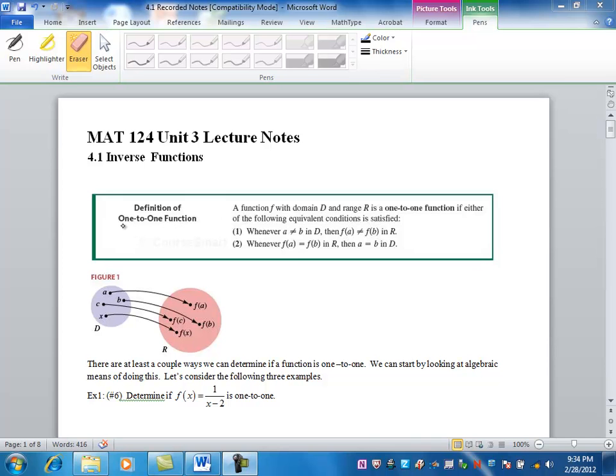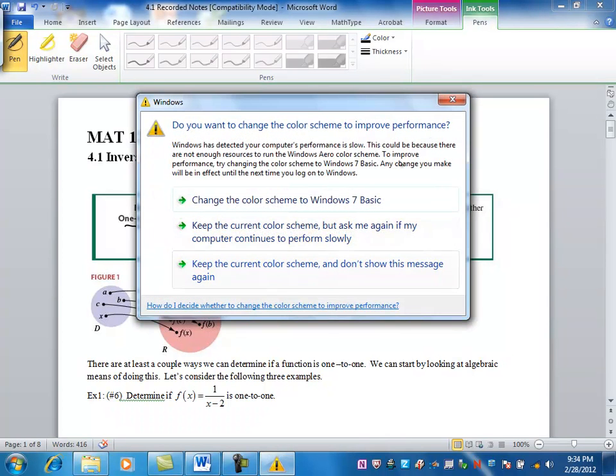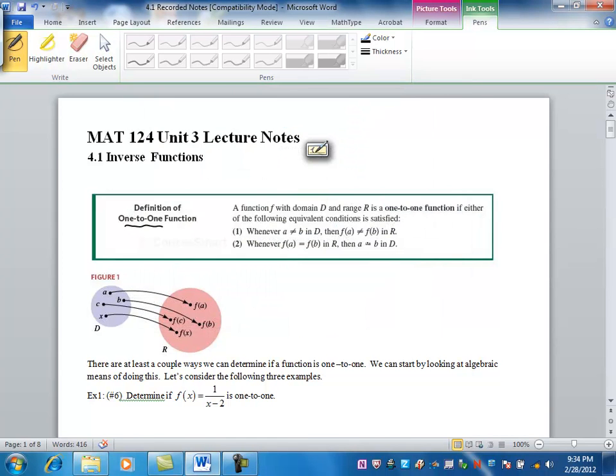We have a definition we need to talk about here, and this is the definition of a one-to-one function. A function f with a domain D and a range R is one-to-one if either when my inputs are different in the domain, the outputs are different in the range, or if the outputs are the same in the range, then the inputs have to be the same in the domain.